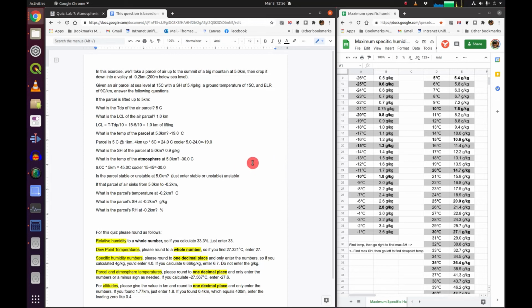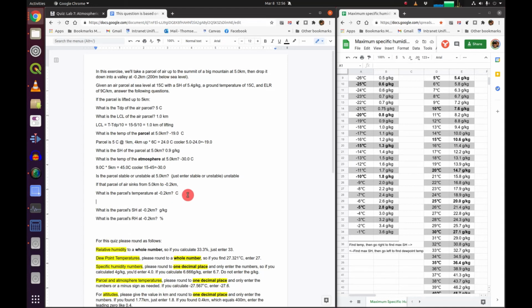Now it's all downhill. If the parcel sinks from 5 kilometers to negative 0.2, it's going to heat up at the dry rate. So the difference between 5 and negative 0.2 is 5.2 kilometers. Warming by 10 C per kilometer equals 52.0 C warmer. So 52.0 plus the temperature of the parcel, which was negative 19.